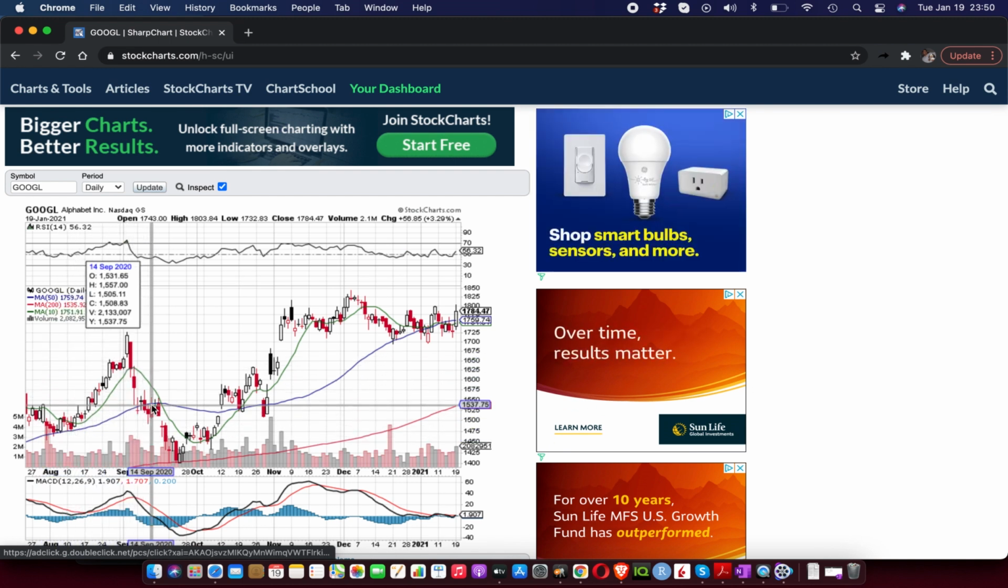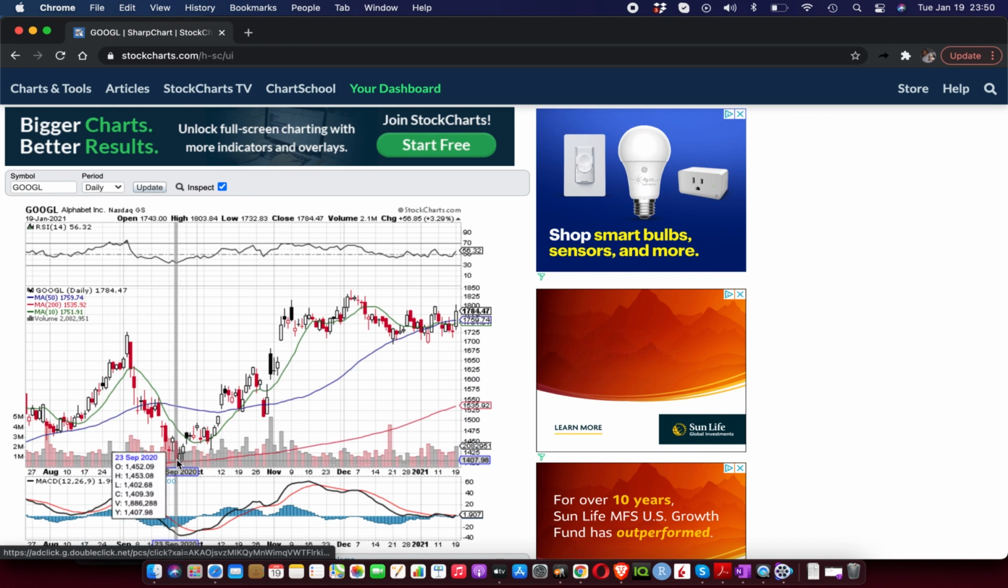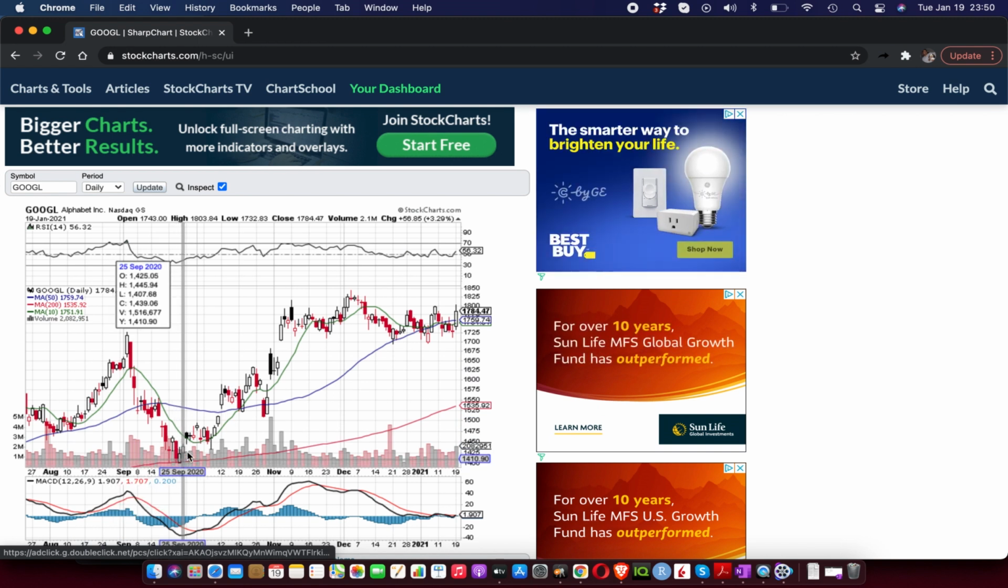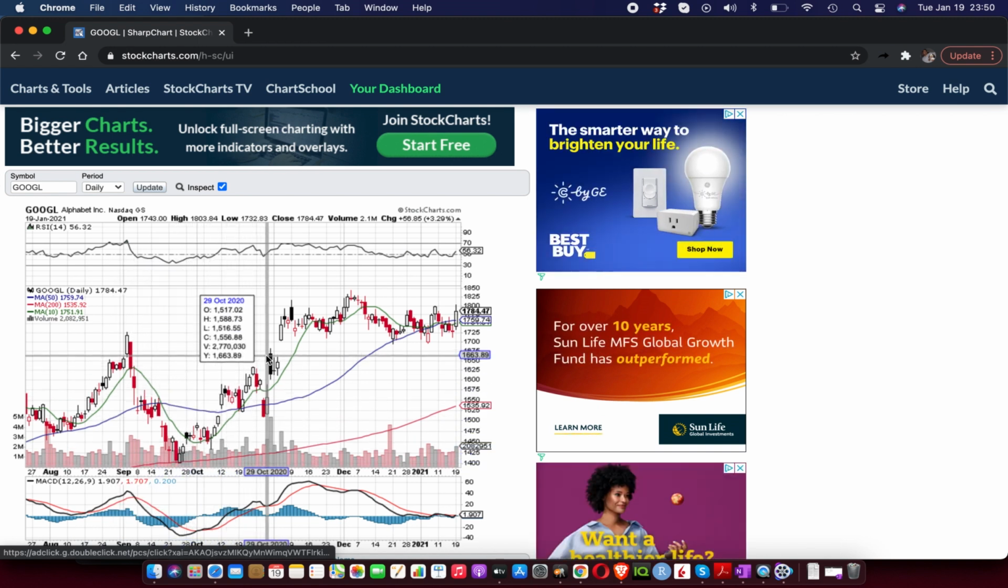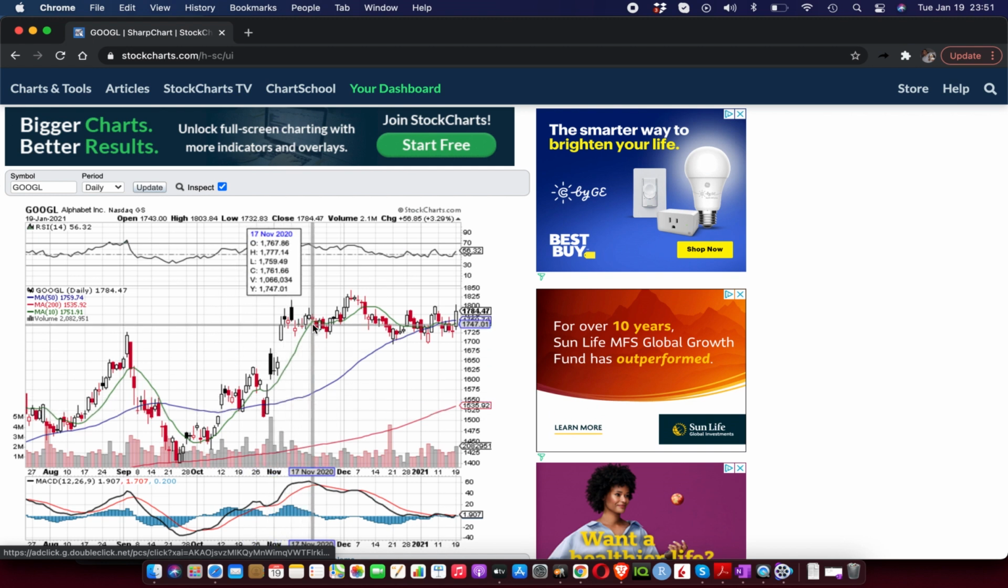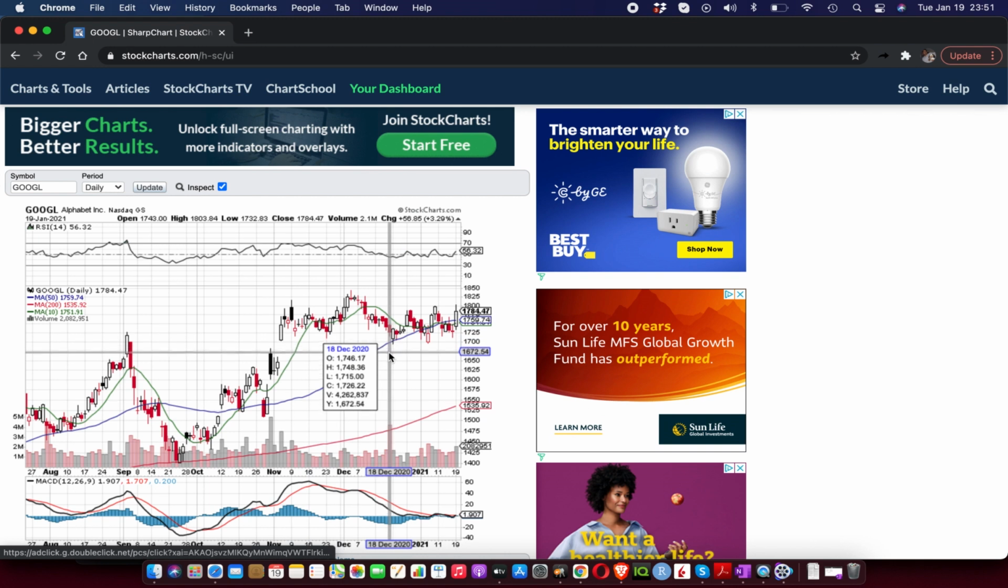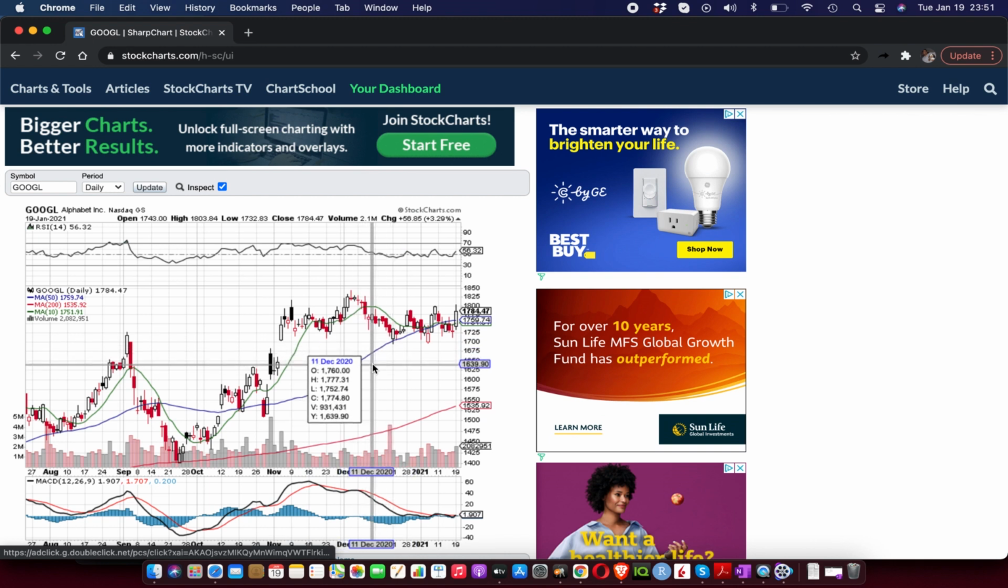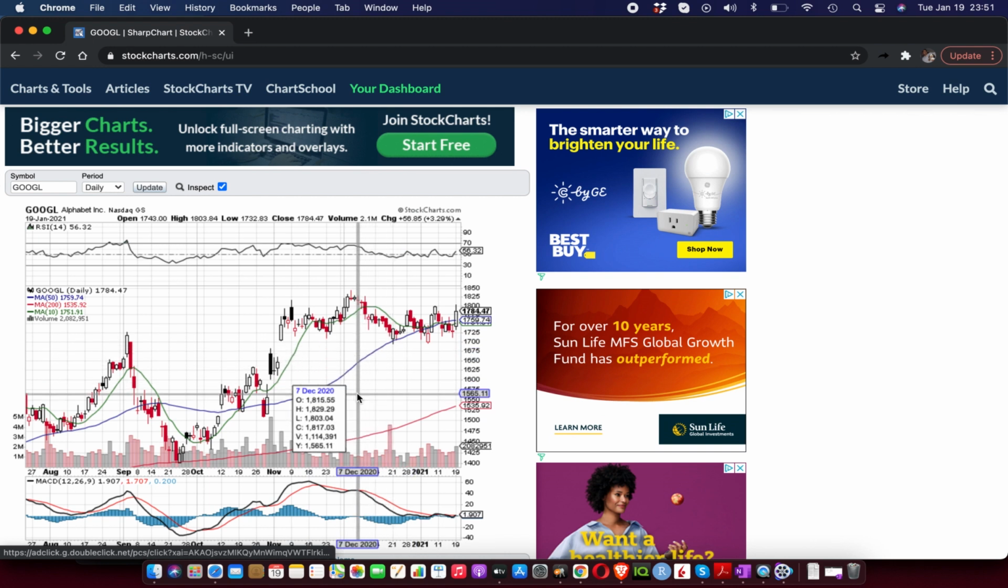But in this case, it breached and went down, testing the 200-day moving average, but then it bounced again. Here it came again, slightly tested the 50-day moving average, dipped below, but then quickly bounced back up. So you can use the 50-day and the 200-day moving average as support.